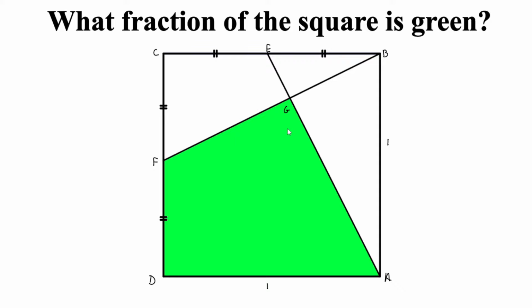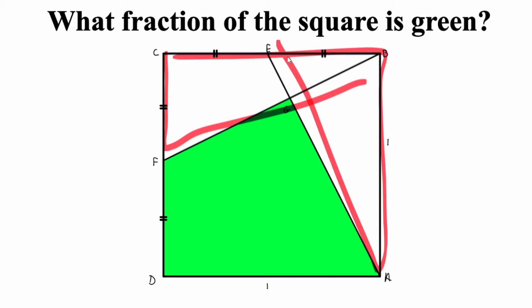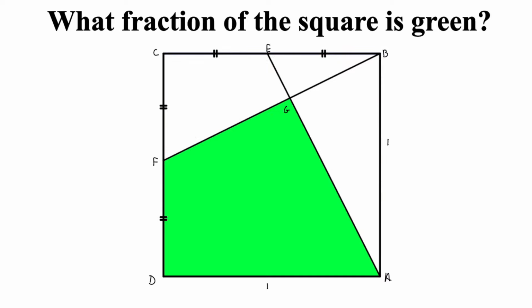So let's look at this green part. So this green part, it's a quadrilateral, but it's not a trapezoid. It's not a parallelogram. It's not a regular quadrilateral, let's say. So perhaps it'd be a little simpler for us to find the area of the white parts of our square first, and then subtract that from the area of our square to find the area of the green part. So let's take a look.